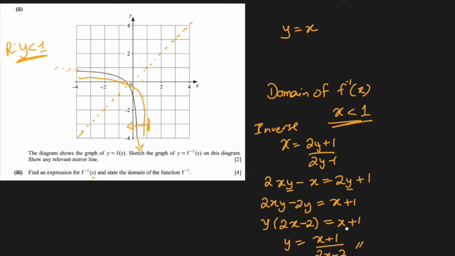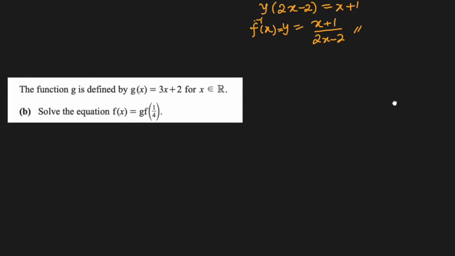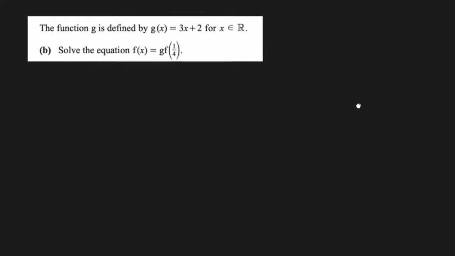So y becomes (x plus 1) over (2x minus 2). This is the inverse, which we can write as f inverse of x equal to, in place of y, I can write this. This becomes the inverse, (x plus 1) over (2x minus 2). And this is the domain of this. Alright. The function g is a different function defined by this. x is all real numbers. Solve f(x) equal to g of f of 1/4.